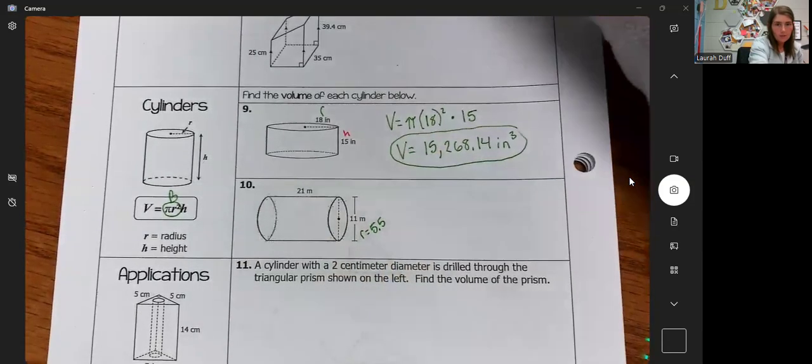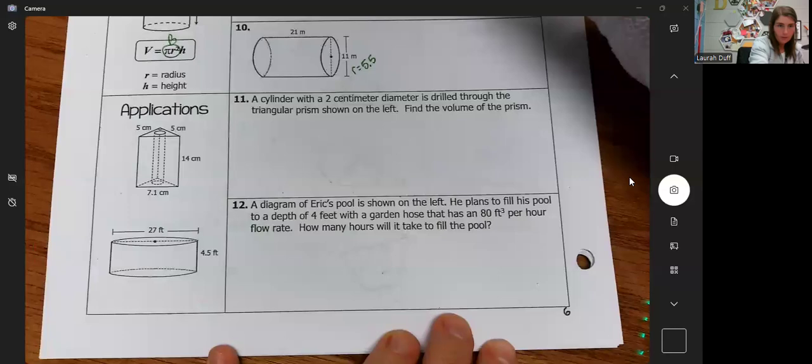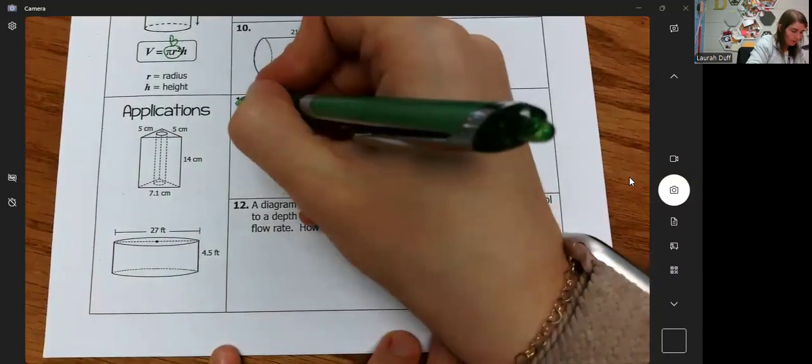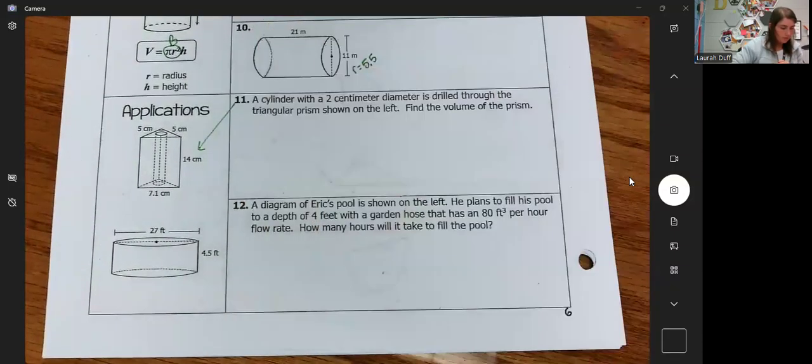I would like to take a moment though and try a problem like number 11. Number 11 is using this shape off to the left. Sorry, I had to really think about what direction that was in. Because we have two shapes and we're cutting a shape out. So we're combining a triangular prism and a cylinder and subtracting the two. We're cutting a hole out of that triangular prism.